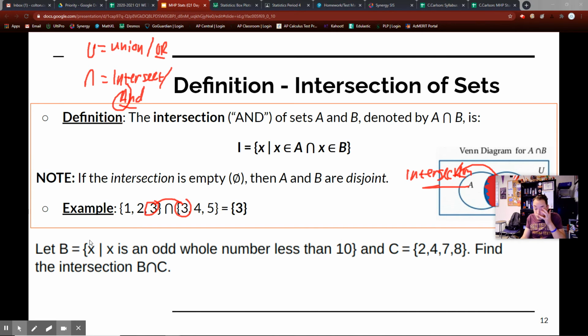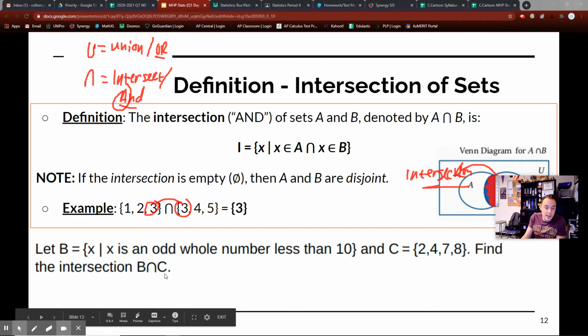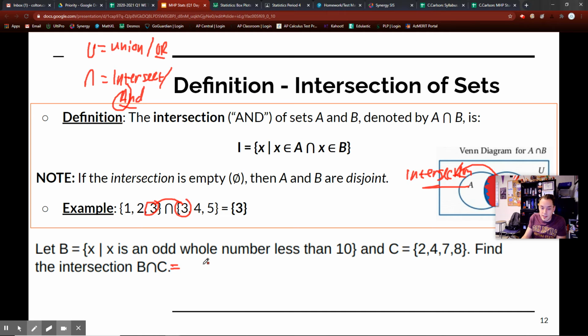So let B equal the set of x such that x is an odd whole number less than 10, and C is, in roster form, 2, 4, 7, 8. Find the intersection between B and C. So first of all, I need to know what B is. Let's put this B in roster form. What does it mean to have an odd whole number but less than 10? Well, that's just going to be 1, 3, 5, 7, and 9. Those are the odd whole numbers less than 10.